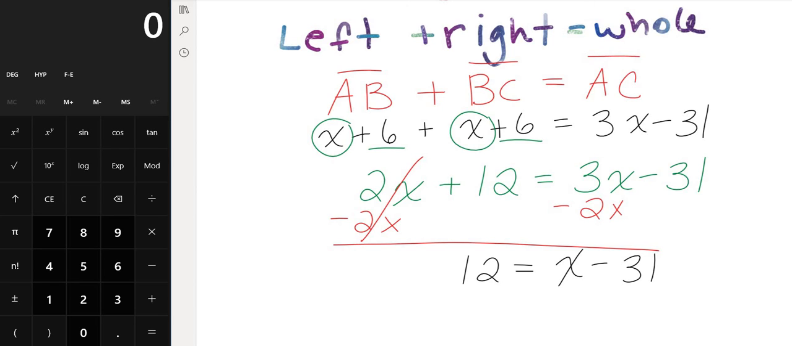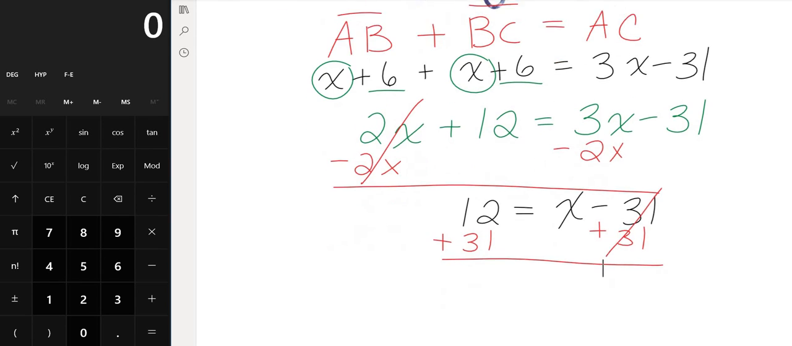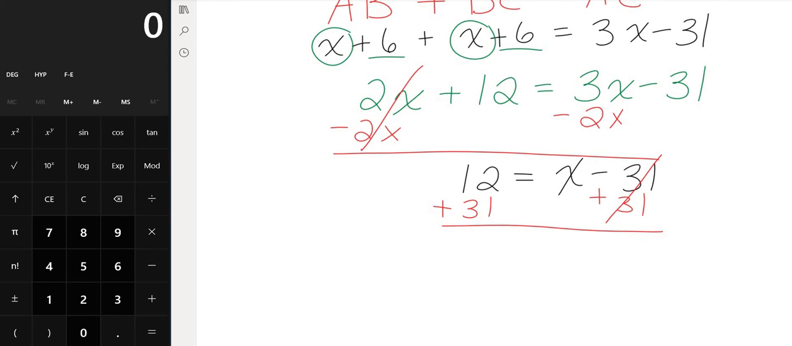Lastly, I want to get rid of that negative 31. So I'm going to add 31 to both sides. Remember our inverse operations. Those cancel. 12 plus 31 gives us 43. That was a quick mistake there. 43 equals x. So our answer for x is 43.